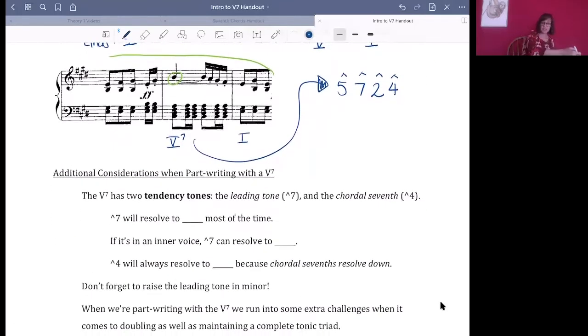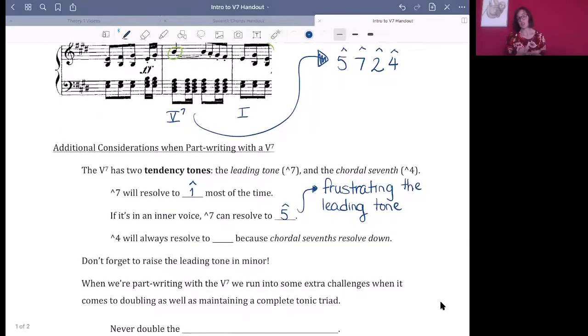So scale degree 7, and we've talked about this a lot, will resolve to scale degree 1 most of the time. If it's in an inner voice, it can move elsewhere, and that specific elsewhere is it can resolve to 5. And there is a term for that. When we talk about taking an inner voice leading tone and moving it to 5 rather than tonic, we call it frustrating the leading tone.